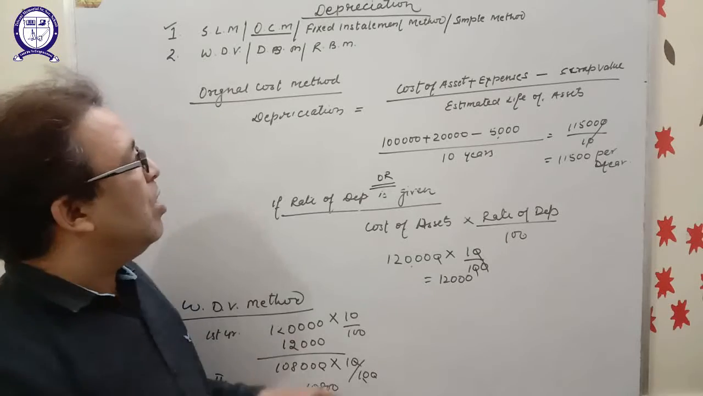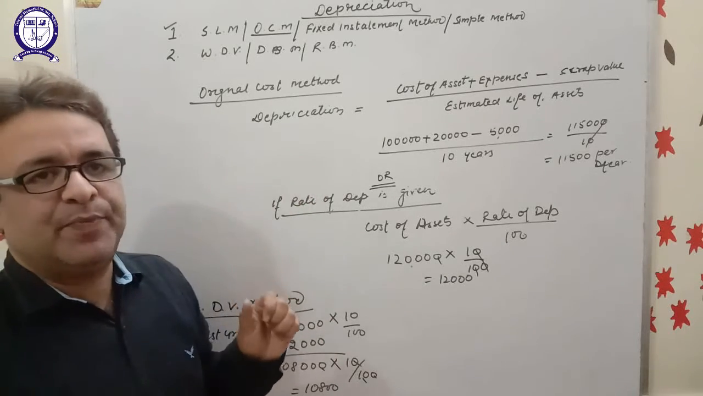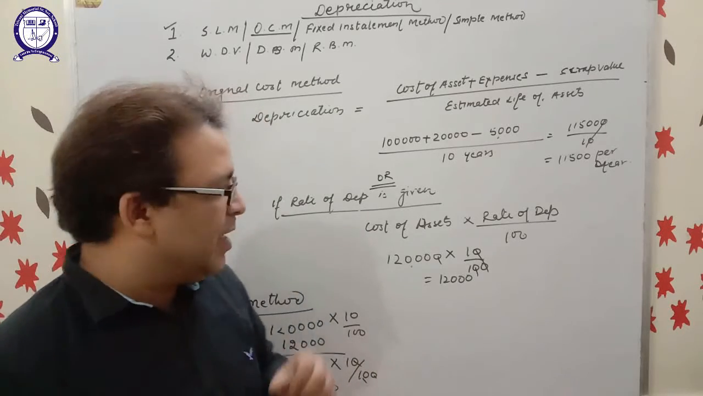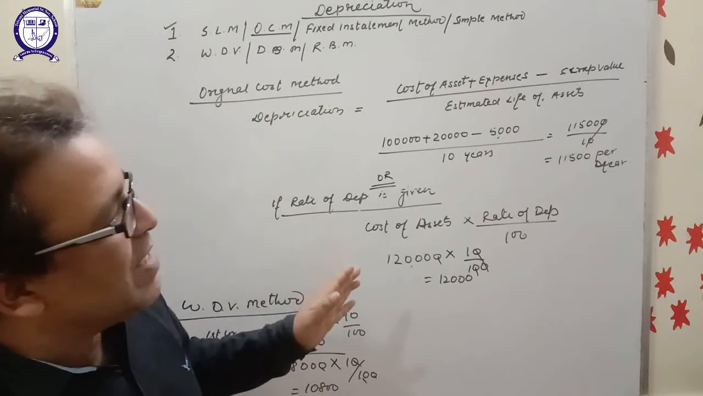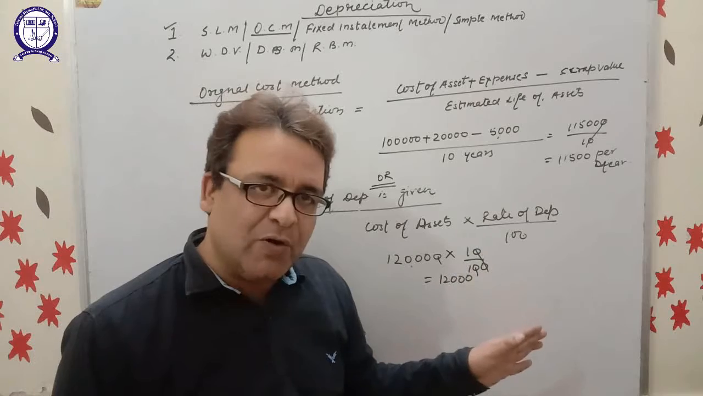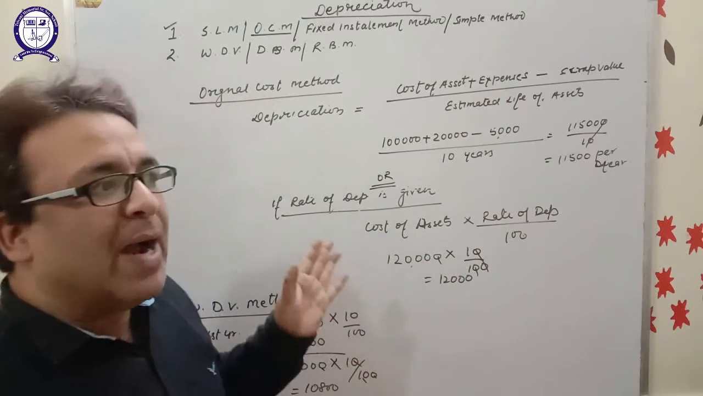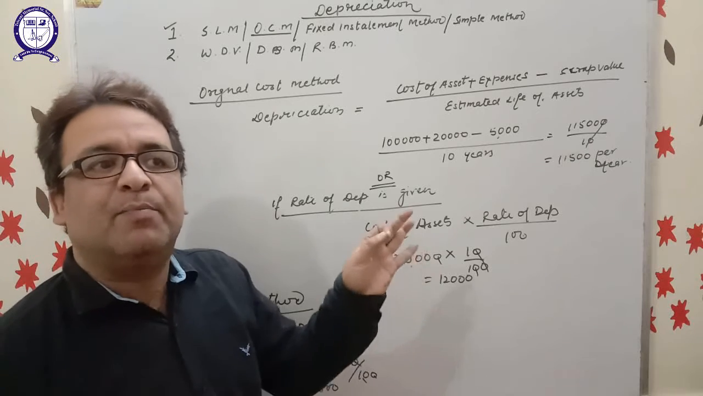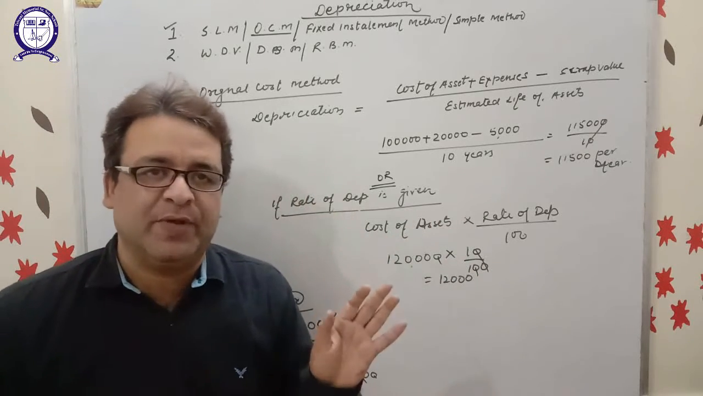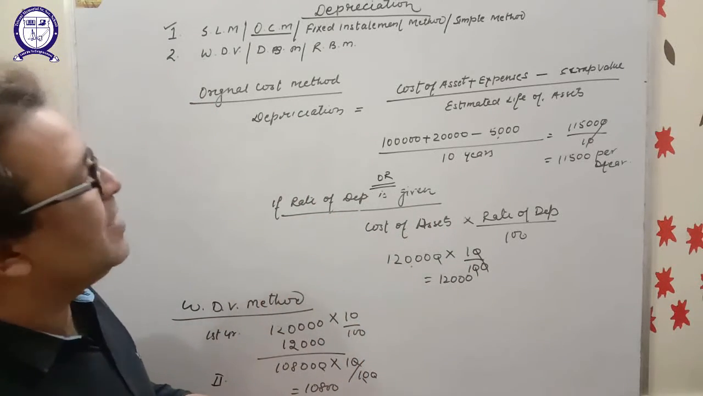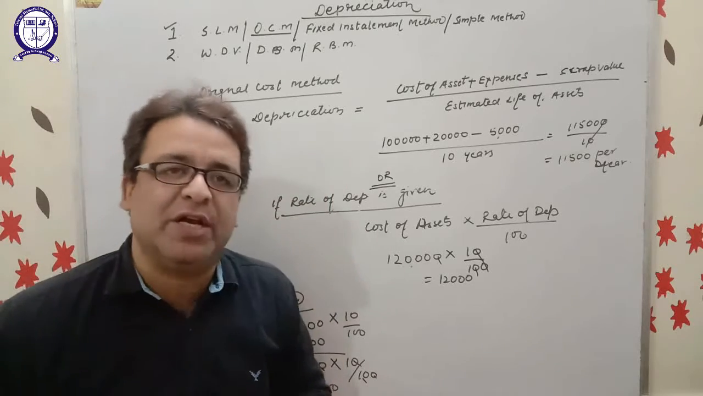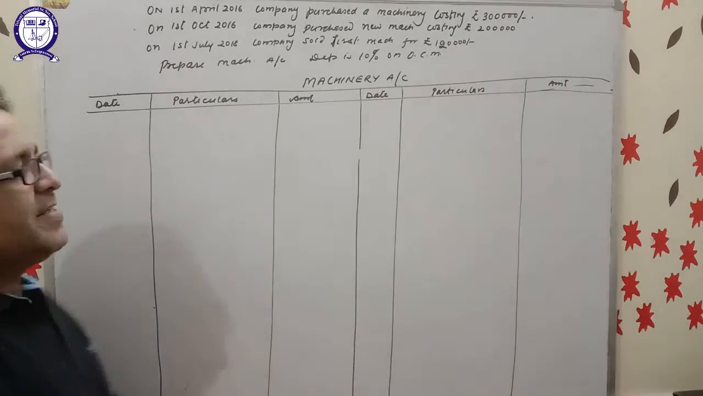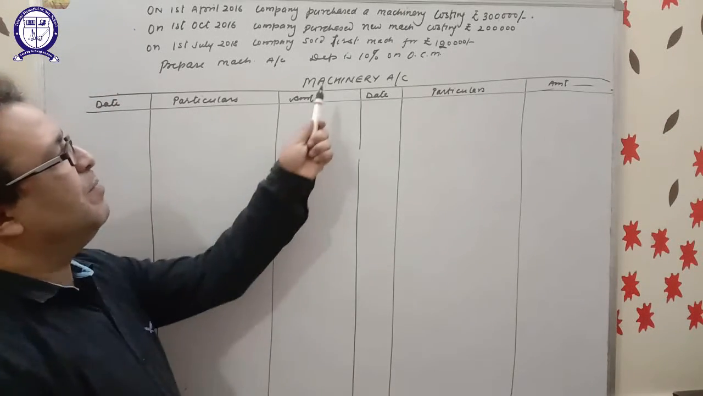Now, how to record depreciation? There are two methods for the recording of depreciation. Number one, by recording in the credit side of assets account, and second one is by recording in a separate account named provision for depreciation. So let us understand how to prepare machinery account in this chapter.